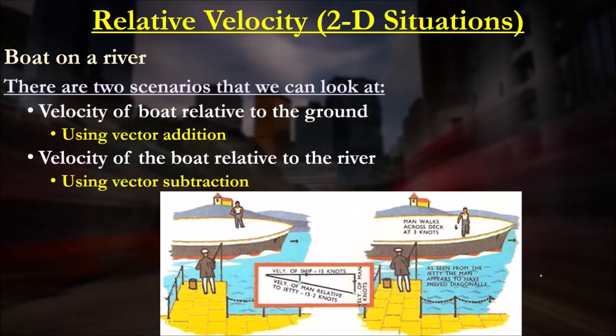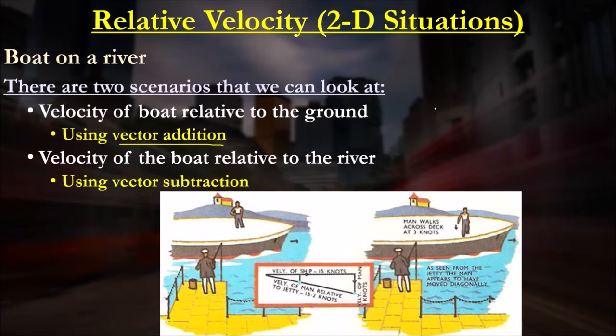So let's have a look at this. There are 2 types of scenarios when it comes to a boat on a river in terms of relative velocity that we can look at. Scenario 1 would be the velocity of the boat relative to the ground, in which case we can use vector addition. And then we can use vector subtraction if it's comparing the velocity of the boat relative to the river.